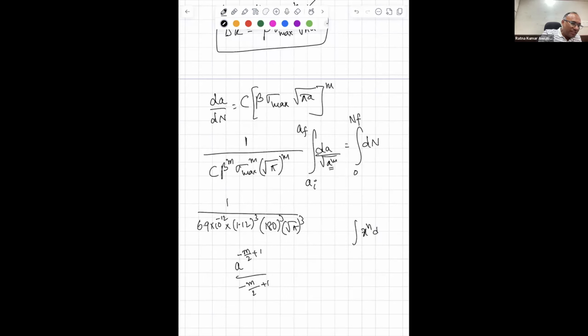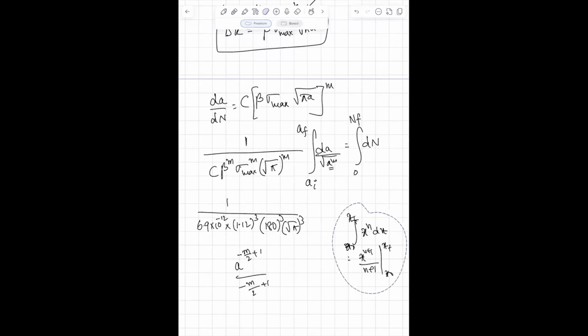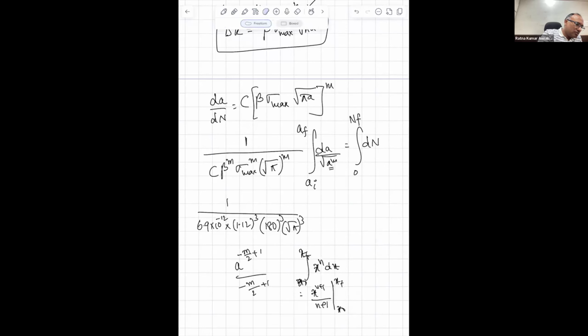Integral x power n dx is equal to x power n plus 1 by n plus 1. If it is limits x0 to xf, then we will do x0 to xf. Correct? So the same thing applies here or not? So this can be written as a power minus m by 2 dA ai to af is equal to nf, because integral dn between 0 to nf will become nf. Agreed? Yes, sir.